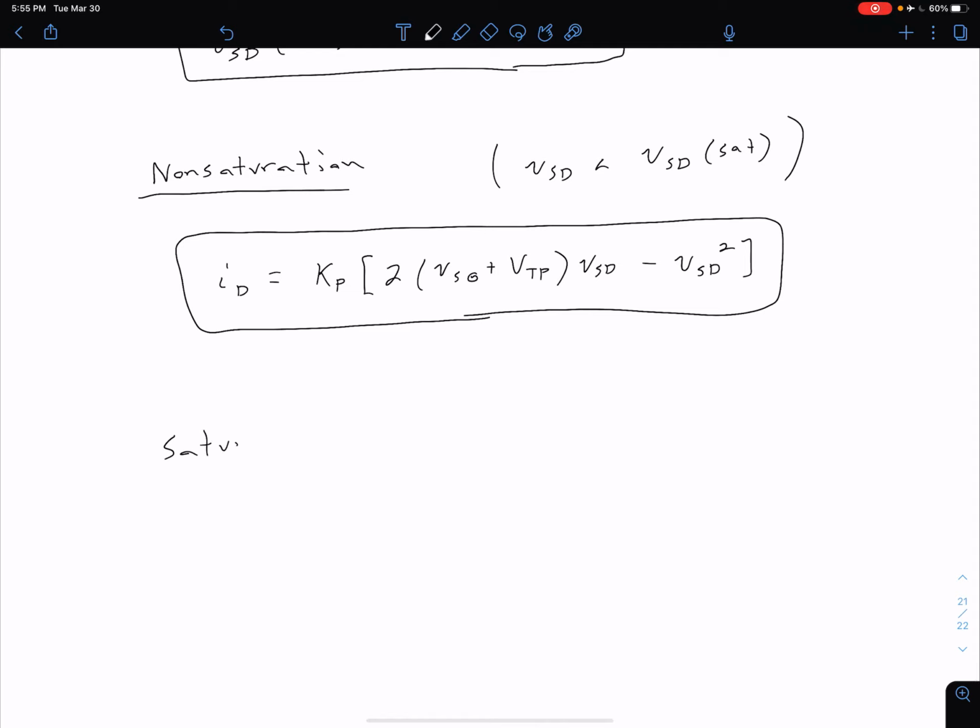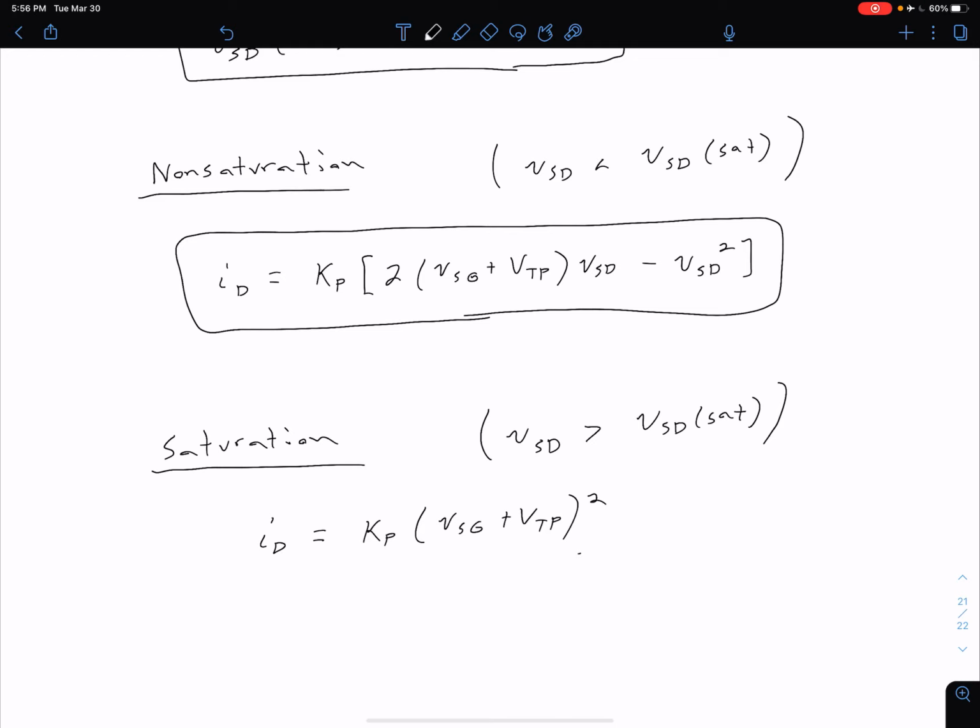So now we can look at our saturation region as well. You notice again, of course, we're not deriving these equations, we're just stating them, and we want to make sure we're comfortable using them. For our saturation region, we now have VSD greater than our VSD sat value. And the equation again is very similar to what we saw before. So our ID, our drain current, is equal to Kp times the quantity of VSG plus VTP squared.